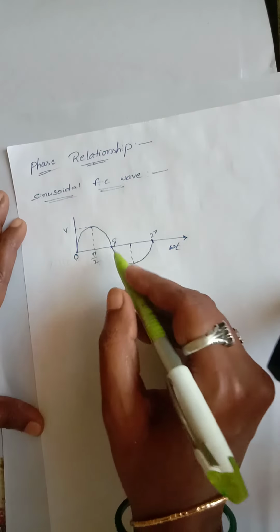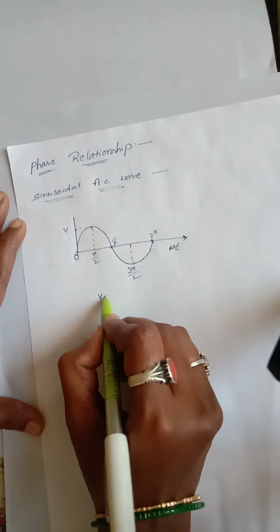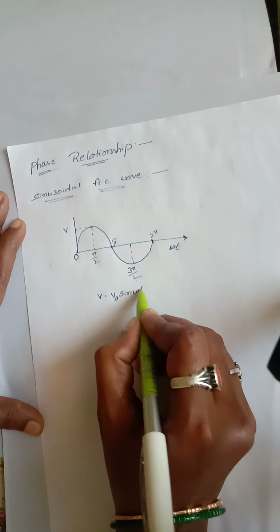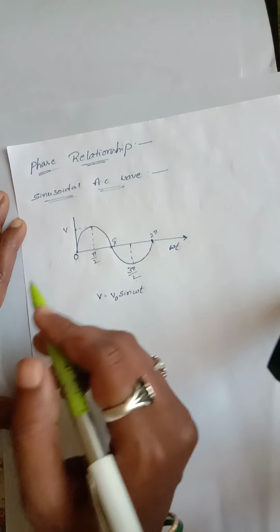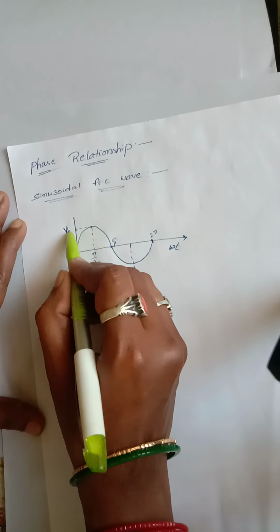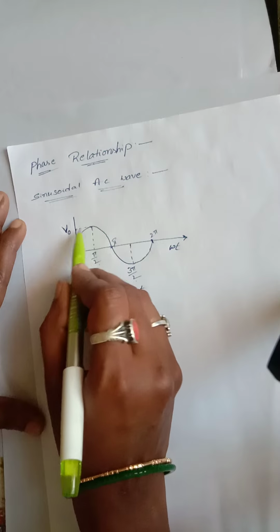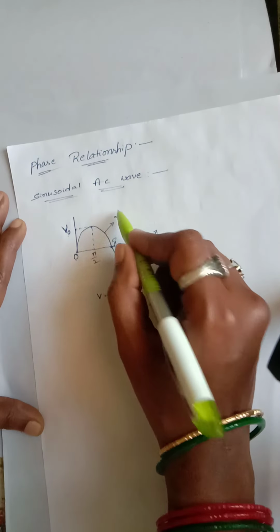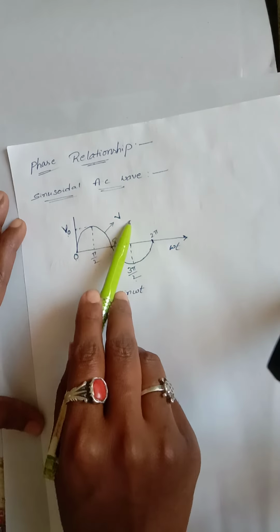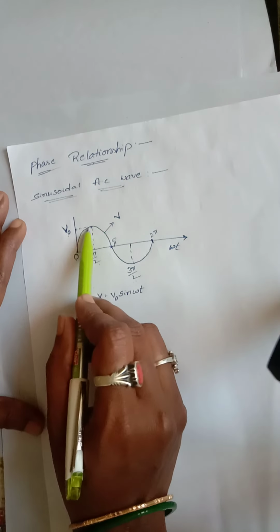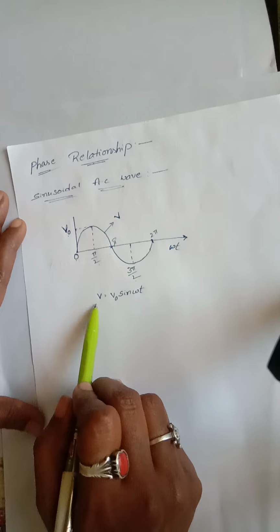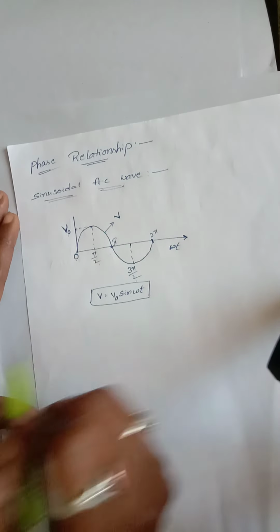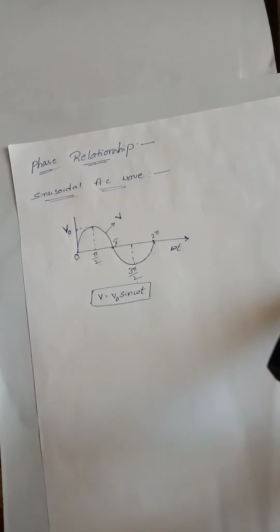Here V is equal to V naught sin omega t, where V naught is the maximum or peak voltage. This is the AC voltage wave. The AC voltage is given by V equals V naught sin omega t.